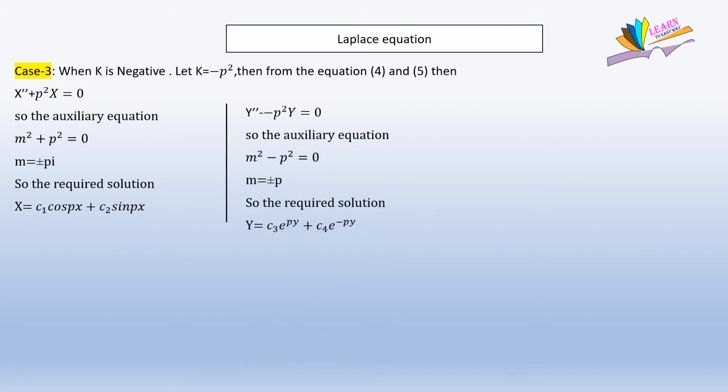Again y double prime minus p square y is equal to 0. So the auxiliary equation is m square minus p square is equal to 0, m is equal to plus minus p. So the required solution of the equation is y is equal to c3 e to the power py plus c4 e to the power minus py. So putting the values of x and y in equation 3, we get c1 cos px plus c2 sin px into c3 e to the power py plus c4 e to the power minus py.